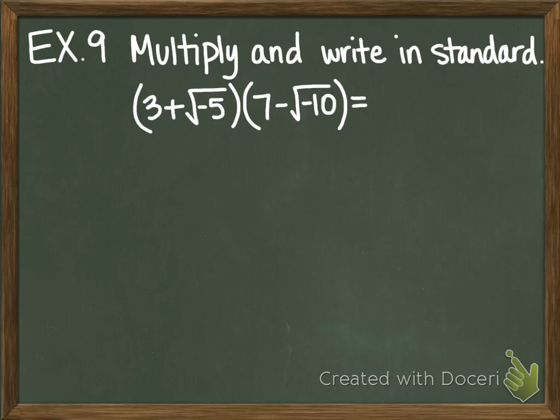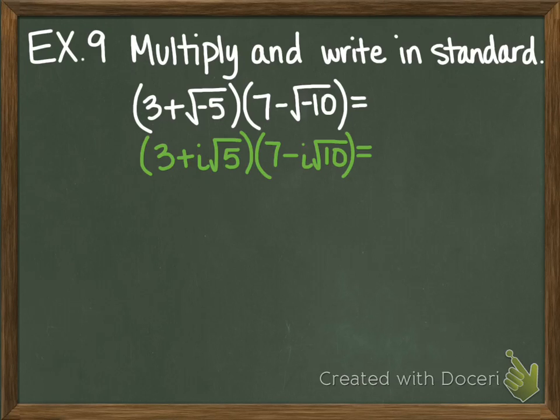Okay, number 9, same thing. We're going to simplify each parenthesis, and then we will wind up multiplying these together. So on number 9, I want to do 3 plus, and I'm going to change the square root of negative 5 to 3 plus i times the square root of 5. And then in the second parenthesis, I'm going to change 7 minus the square root of negative 10 to 7 minus i square root 10.